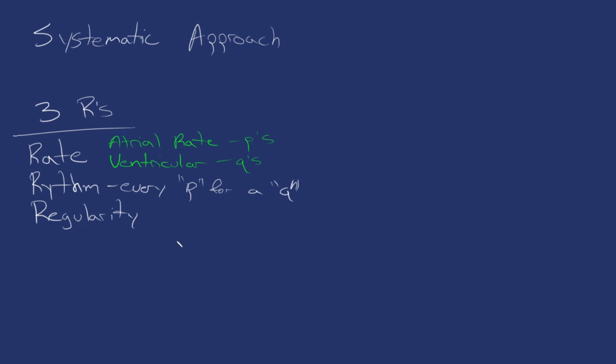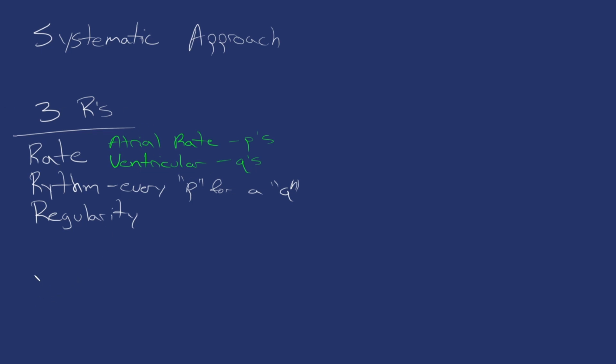And finally, the last one is regularity, and that's whether our QRS complexes and our P waves are regular. Are they regular to each other or just to themselves? So, do we have a regular P rate and the QRSs are irregular? Are the QRSs regular and the P's are irregular, etc.